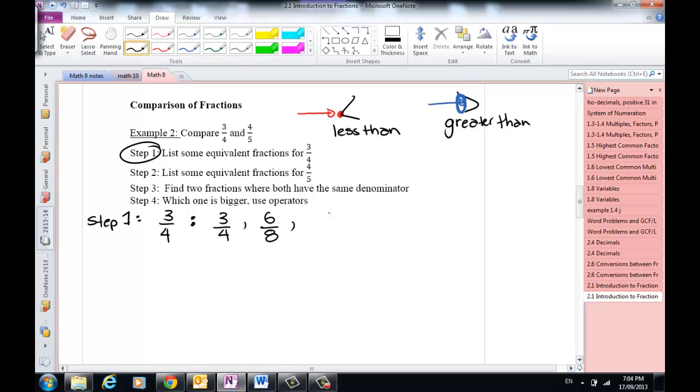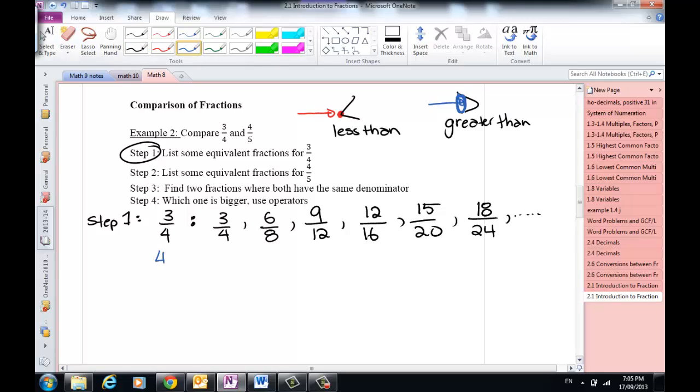And if I multiply the top and the bottom of 3/4 by 3, I get 9 over 12. If I multiply the top and the bottom by 4, I get 12 over 16. And if I multiply the top and the bottom by 5, I get 15 over 20. And if I multiply the top and the bottom by 6, I get 18 over 24. I'm going to stop there. We can keep going and keep writing multiples. As you know, there's an infinite number. But we'll just stop there for now.